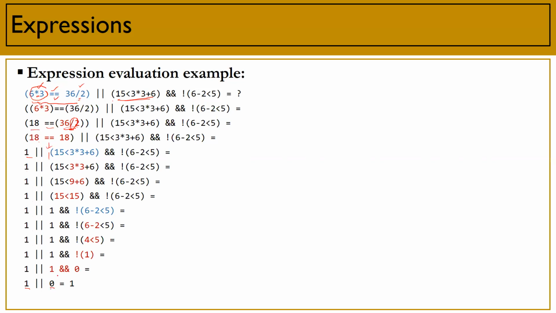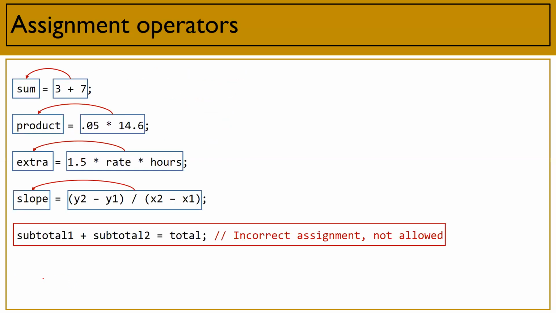And we know that if any of the operands in an OR operation is non-zero, then here you have one operand which is non-zero. So your outcome will be 1. So that's how expressions are evaluated.